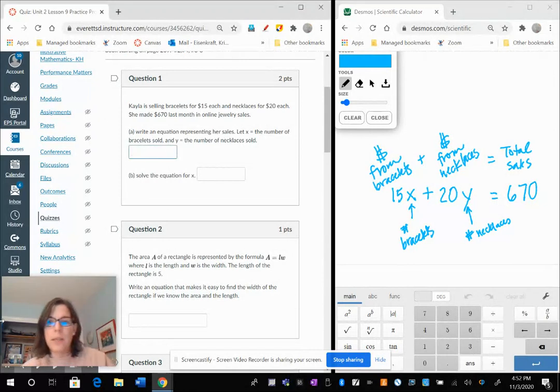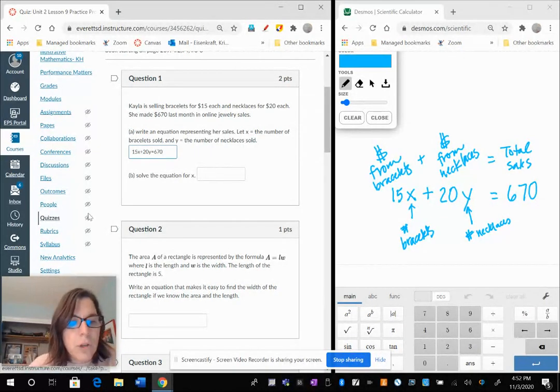So let's go ahead and type it in. 15x + 20y = 670. I didn't use any spaces, hoping Canvas will register my answer is correct. Fingers crossed. Okay, next problem says solve the equation for x.